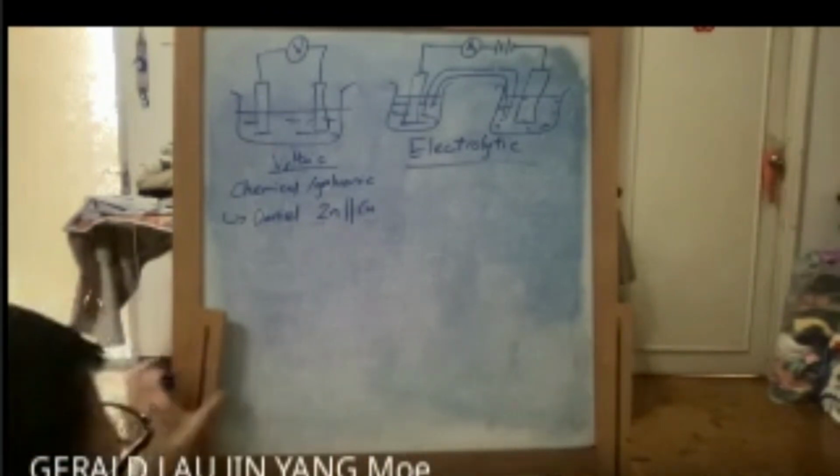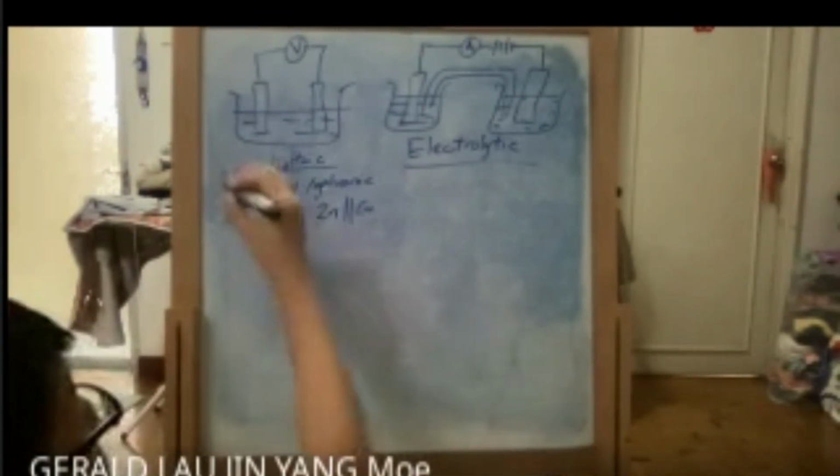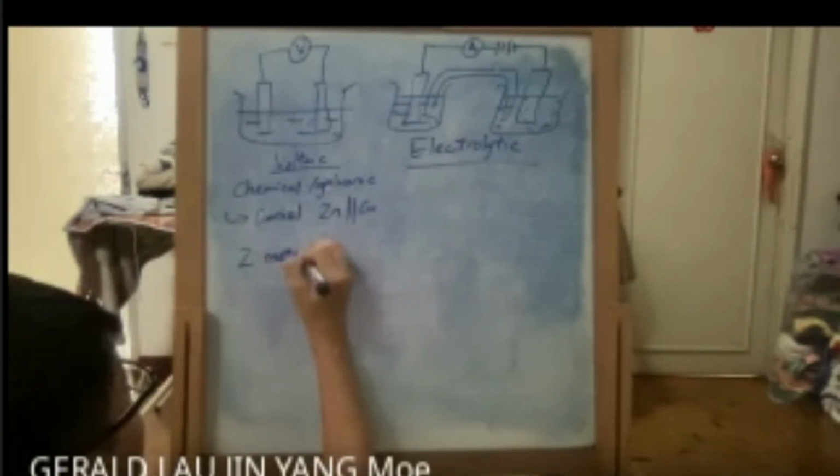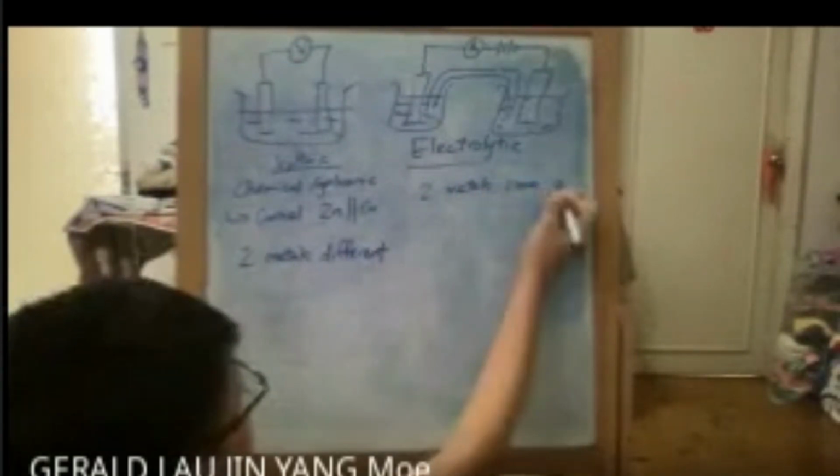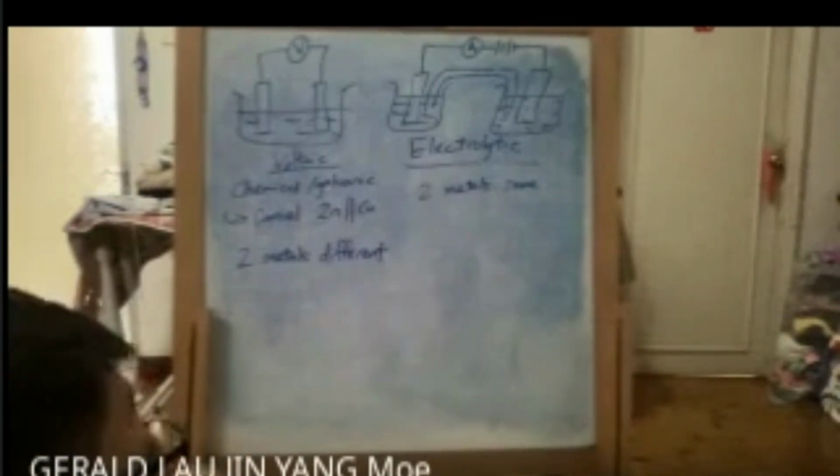Okay. For voltaic, the two metals are different. Because for the voltaic cell, remember, just now the electrode potential is the difference between these two. Here and here. So the two metals must be different. For electrolytic cell, the two metals are the same. Two metals or electrodes, okay? If both carbon, must be carbon. Platinum, platinum. Graphite, graphite. Okay? Copper, copper. Okay. The next difference.